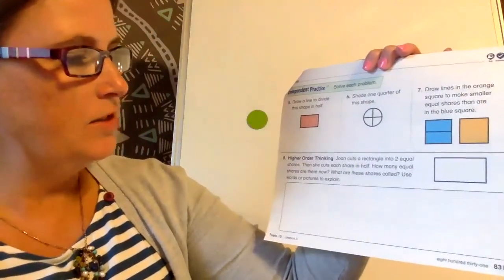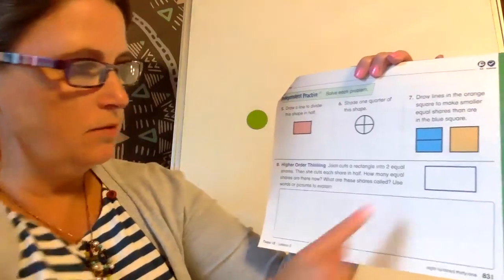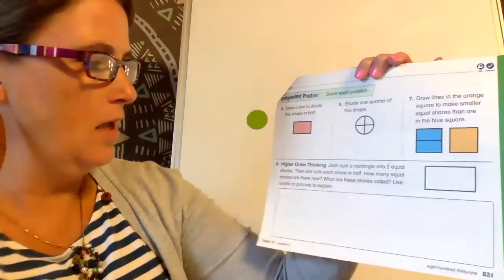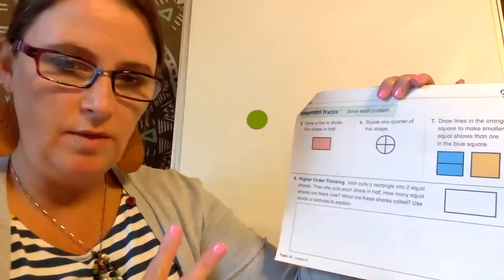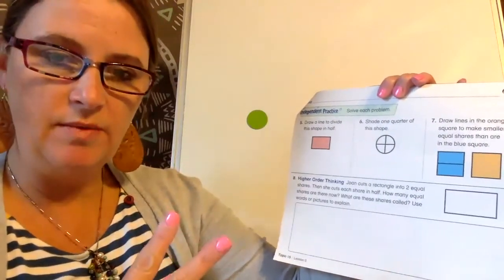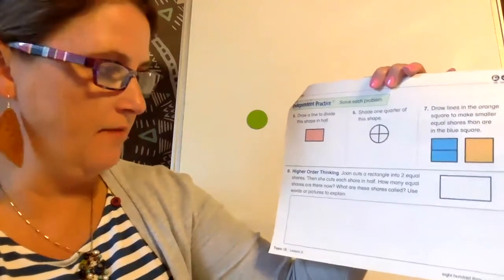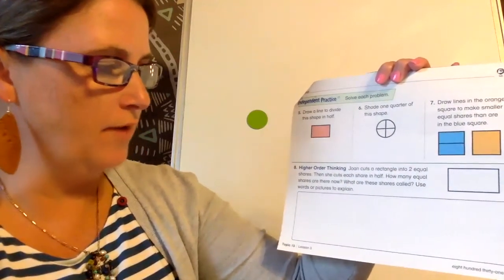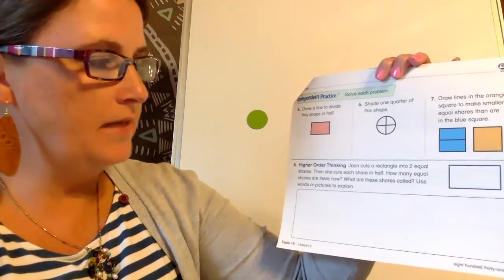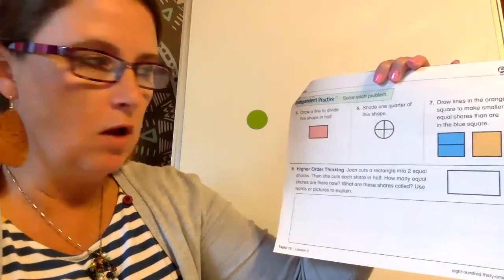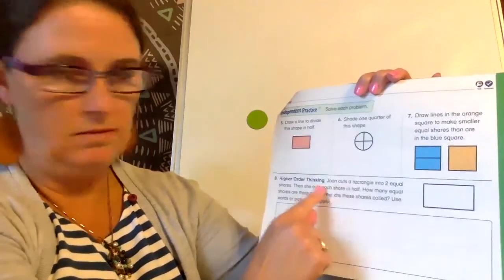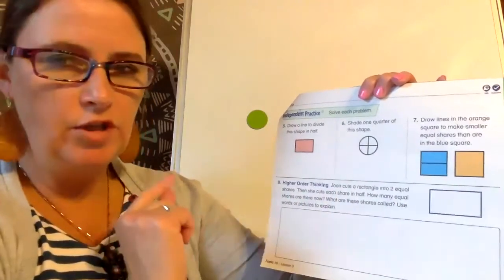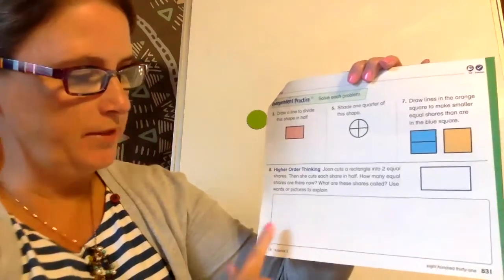Number 8, Joan cuts a rectangle into 2 equal shares, and here's the rectangle right here. So then she cuts each share in half. So she divides it into 2 equal shares. Then she takes those 2 equal shares and she divides each one of them in half. How many equal shares are there now? What are these shares called? So what do we call it after you've made the rectangle like she did? What are those shares called? Use words or pictures to explain.